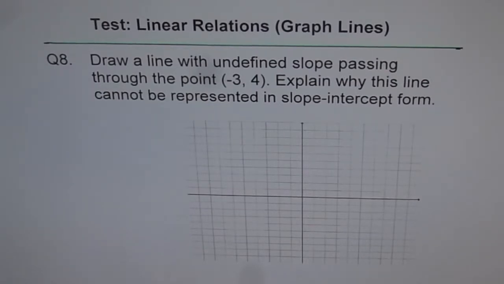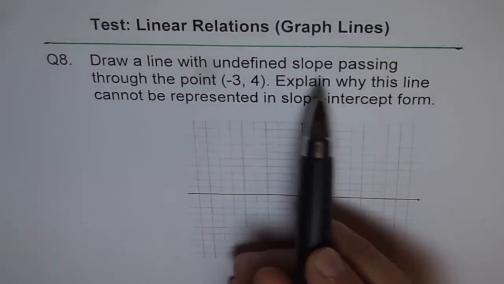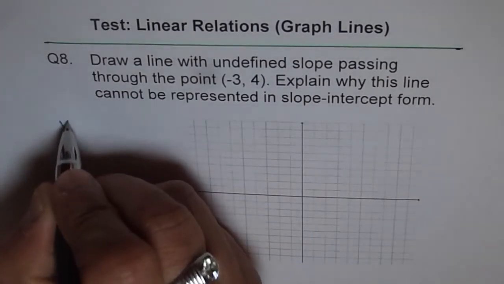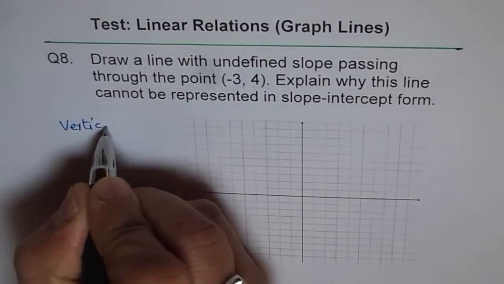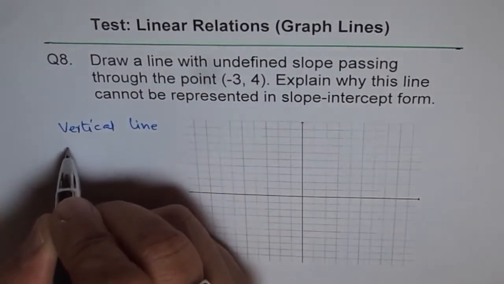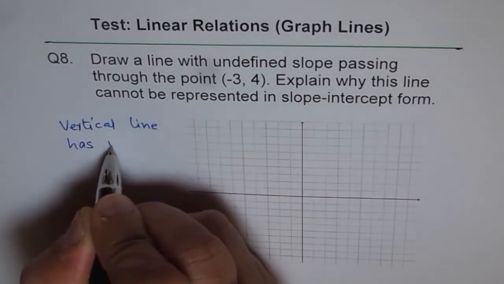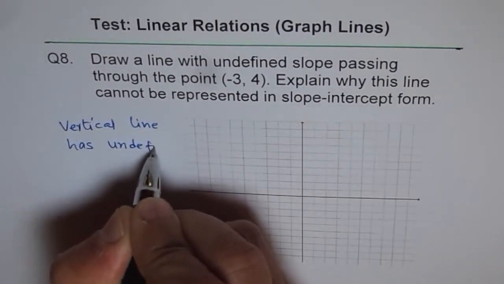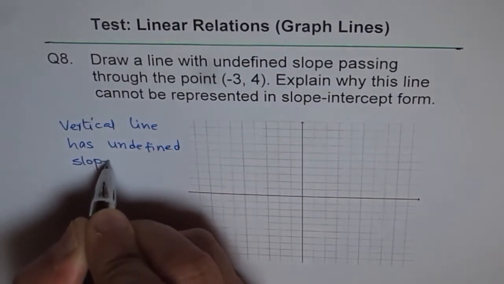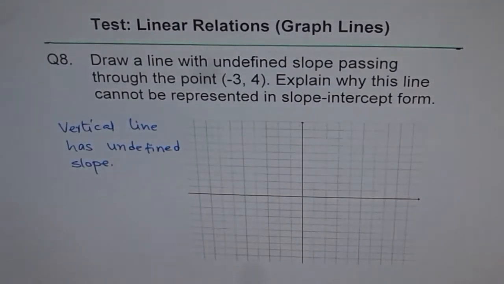Now here we need to draw a line with undefined slope. So what is the meaning of undefined slope? Well, the vertical line has undefined slope. That is a hint for you. So what is undefined slope?